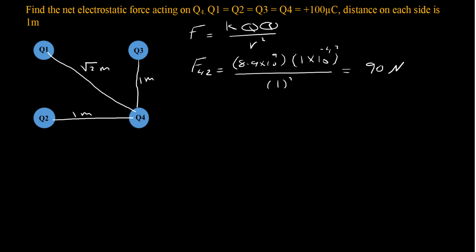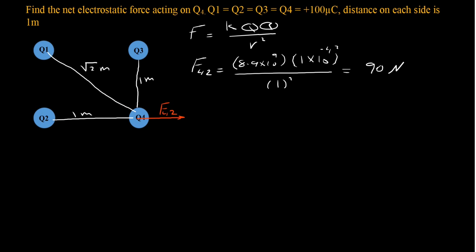Now, to make sure we know the direction, Q2 and Q4 are positively charged, and our target is Q4. So from there, I can show the direction of this electrostatic force. It is repulsive, so it will be in this direction. Sorry, let's erase this one and fix it again. So it's like this. It is the force on 4 because of 2.